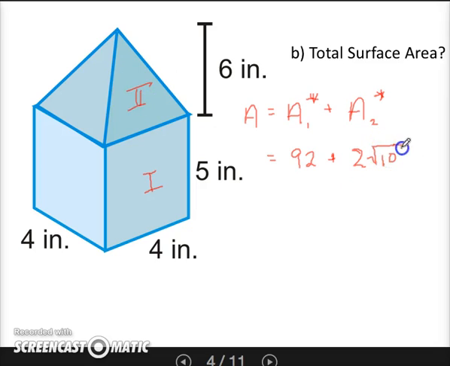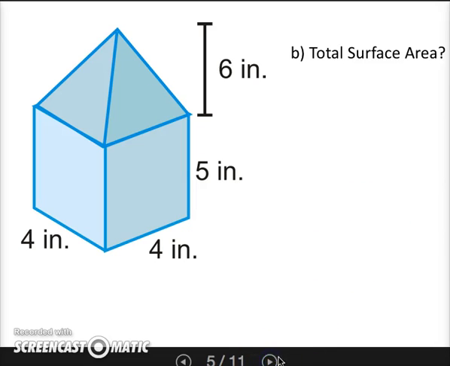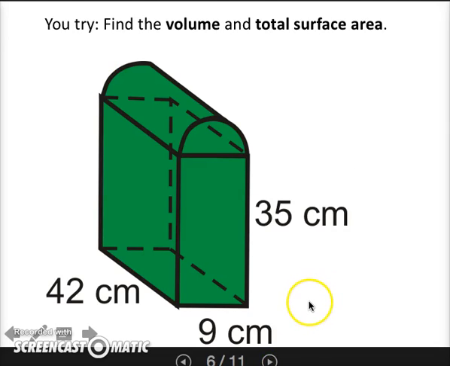And we're just going to leave it in that form because we have whole numbers, we have simplest radical form. We can't simplify that any further unless you wanted to get a decimal. And that will be in inches squared because we're talking about an area, not a volume. Okay, you try this one. Find the volume and total surface area of this composite solid.